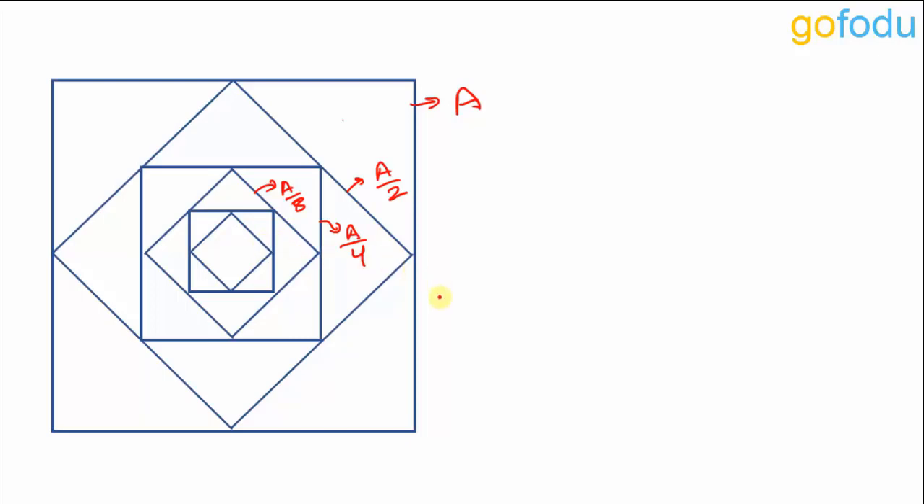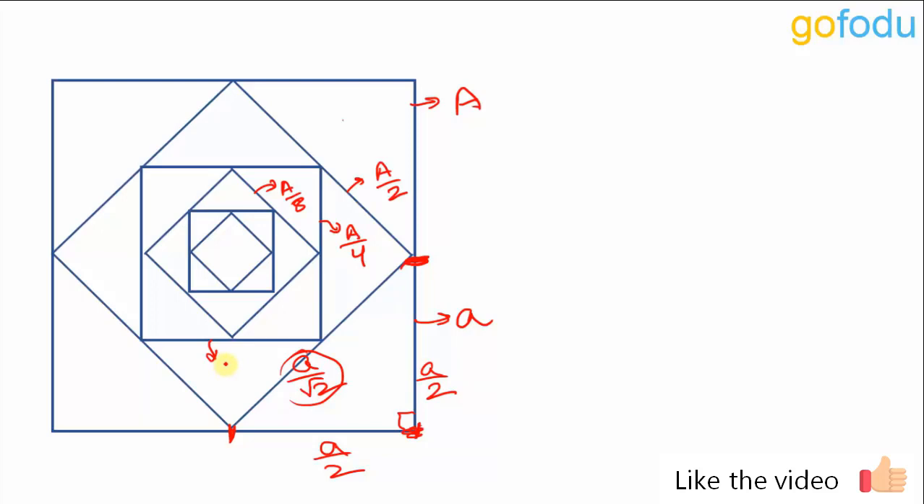Now come to the sides. Let's say this side is a unit. Then this part from here to here is what? A upon 2. Also this part from here to here is a upon 2. So in this right angle triangle, this hypotenuse will come out to be root 2 times a upon 2, that is a upon root 2. So if the outer square side was a unit, the inner square side became a upon root 2: outer square side upon root 2.